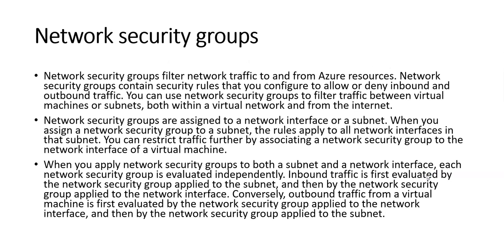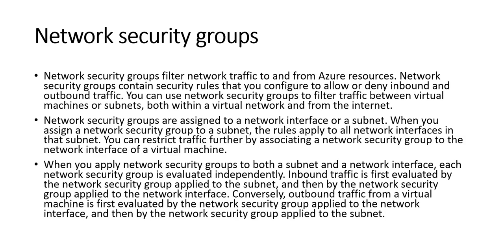Network security groups filter network traffic to and from Azure resources. Network security groups contain security rules that you can configure to allow or deny inbound and outbound traffic. We can use network security groups to filter traffic between virtual machines or subnets, both within a virtual network and from the internet. Network security groups are assigned to a network interface or a subnet. When you assign a network security group to a subnet, the rules apply to all network interfaces in that subnet. We can restrict traffic further by associating a network security group to the network interface of a virtual machine.